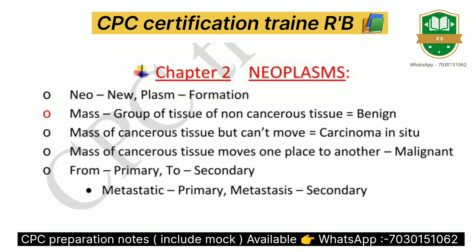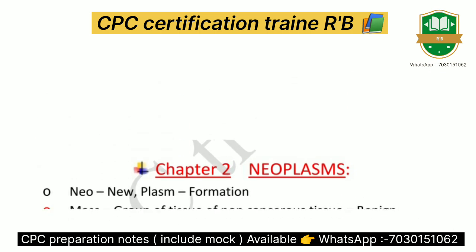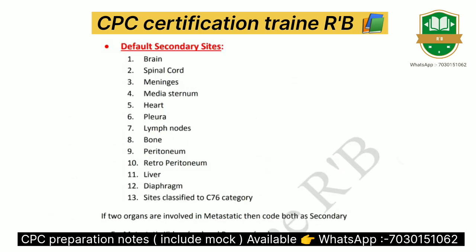Any condition or any scenario that mentioned directly spread one side to another side, then you can capture first primary code, then spreading to another side you can capture secondary code, and there are default 12 sites present. I can discuss. Wait. There are 12 default sites. 13 is a classifies. Okay.